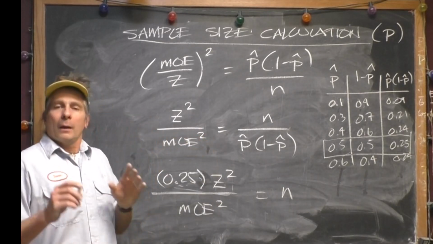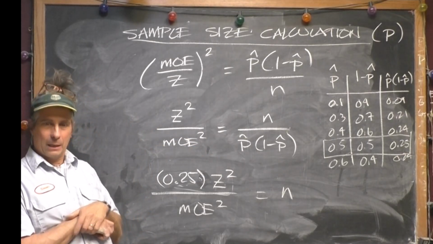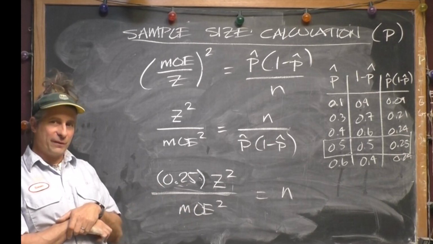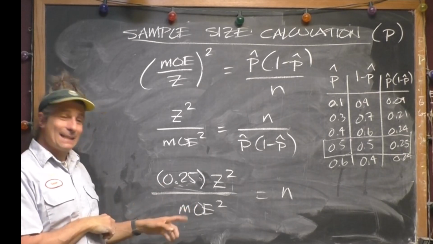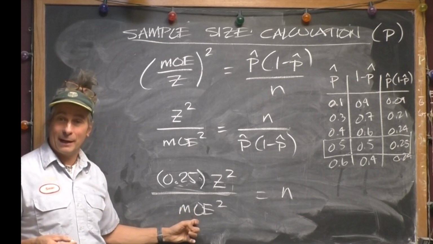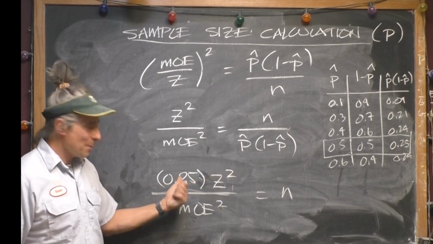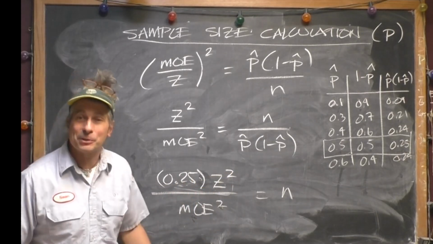Boom! And you can also decide, how off do I want to be? How large a margin of error can I accept? Change that to a decimal, say it's 3%, and plug in 0.03 right here. 0.03 becomes your margin of error. Take that, square it, square that, plug in the 0.25, and that's going to tell you your sample size.